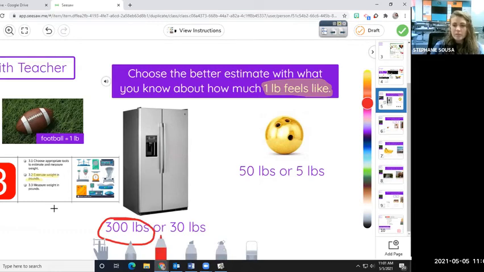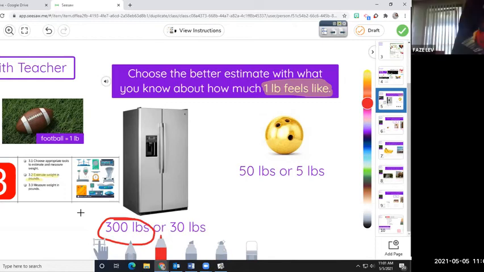If it were 30 pounds, that would be about the same as you carrying a class set of textbooks. And this weighs way more than 30 books, okay? So 300 pounds. So go ahead and circle 300 pounds. You're estimating there. You're making a guess.